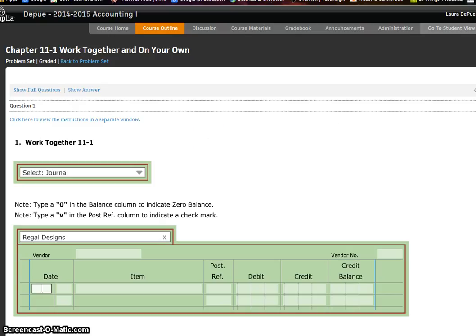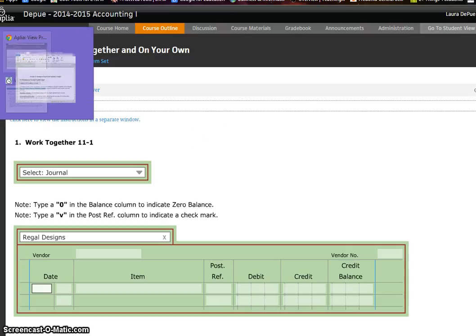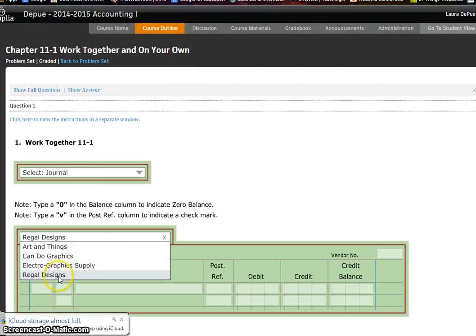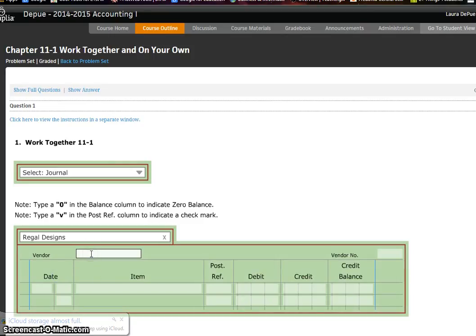So we're going to open up our instructions and get started here with Application Problem 11.1, Work Together. So here's some partial purchases, cash payments, and general journal accounts for Graphics Incorporated. So we're learning how to post the items from Chapter 9 here. So the first instruction, we're going to start a new page for an accounts payable ledger for Regal Designs. Our account number is 240 and the balance on October 1st of the current year is $877. So down here is our vendors. We're going to go to Regal Designs and fill in the information.